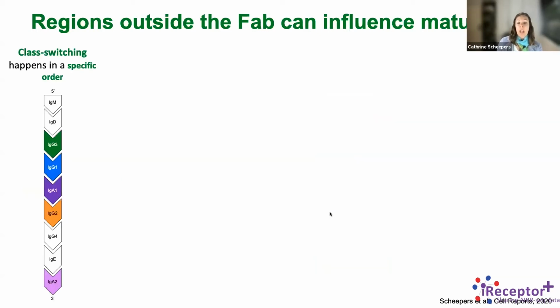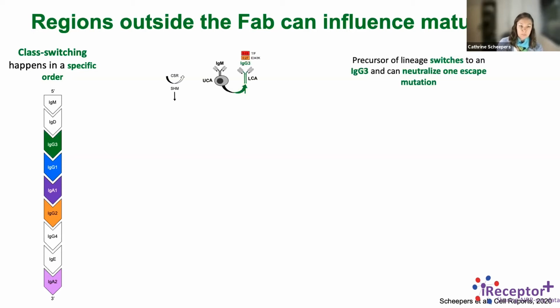Because class switching happens in a very specific order, we were able to infer the influence of isotype switching on maturation within this lineage. So the initial precursor would have started off as an IgM and switched to an IgG3, and this IgG3 version was able to neutralize the early precursor of the virus as well as a new viral variant with an escape mutation.